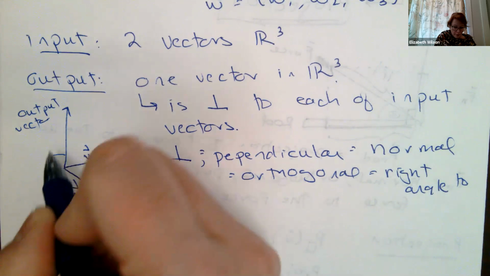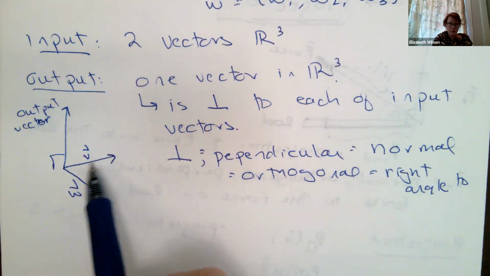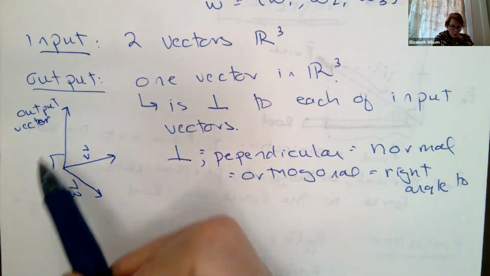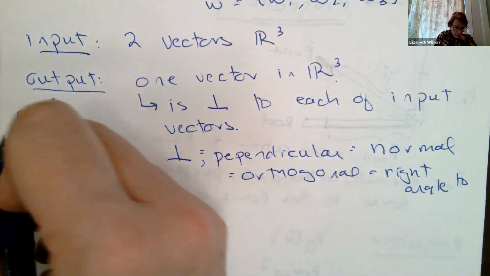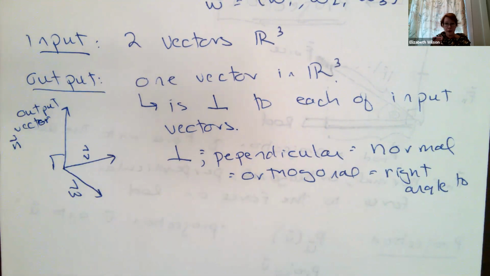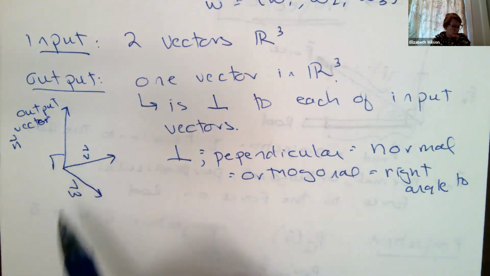Okay, so we have our output vector. We have our two input vectors, V and W, and my output vector is at right angles to them, it's normal. Call it N for normal. It's my output vector. It's a normal vector. It's perpendicular to both V and W. Okay.